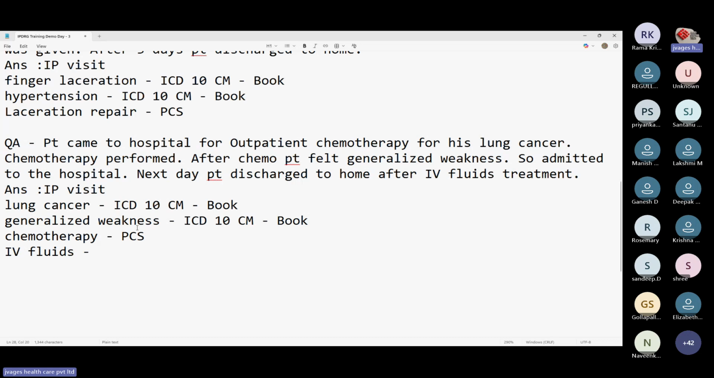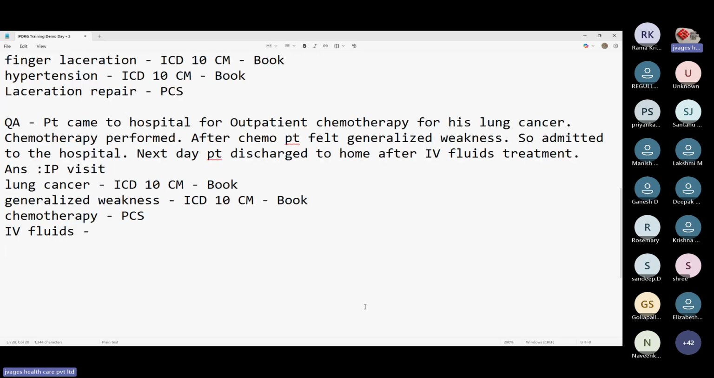So you should be aware of that. Unnecessarily, the patient won't be admitted into the hospital. So we need to code it so that the whole visit will be considered an inpatient visit.